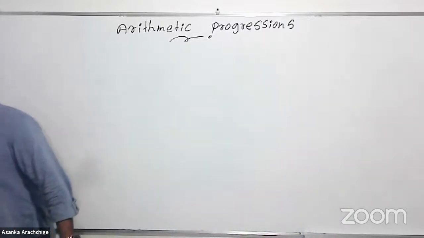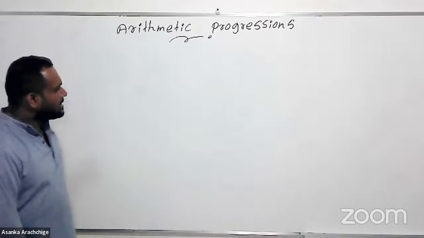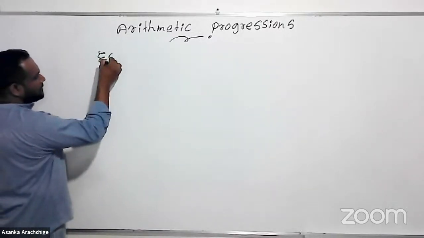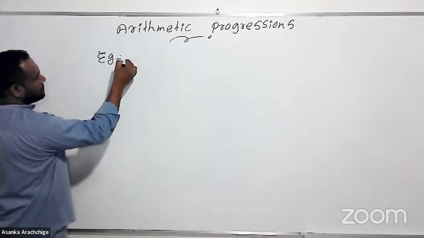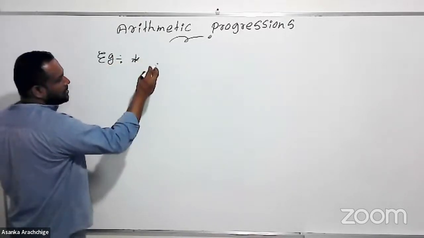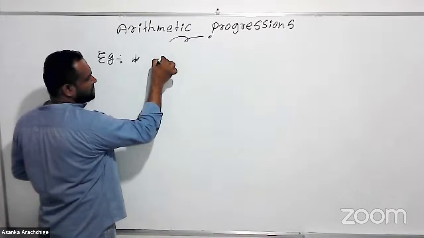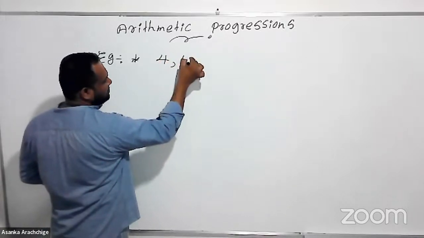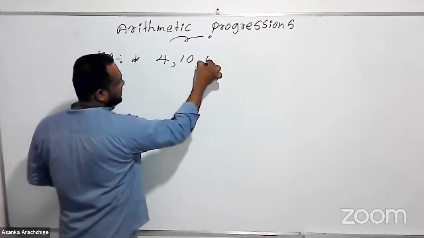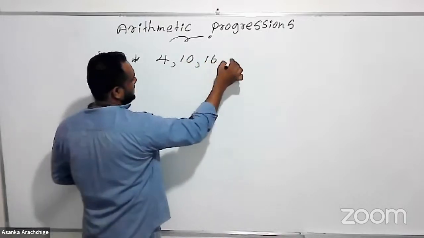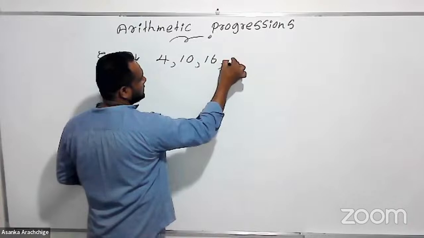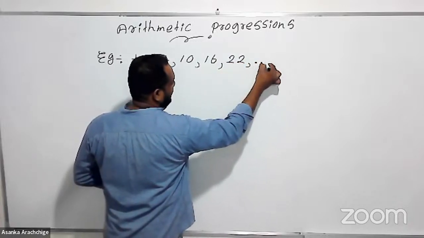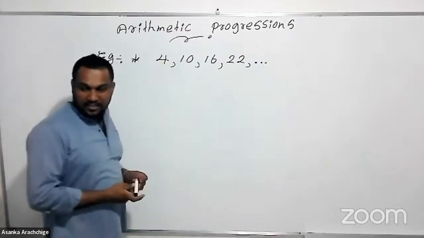Is called arithmetic progression. An example. Look at this pattern. The first term 4. Second term 10. Next term 16. And the next one is 22. And the pattern goes on in this manner.